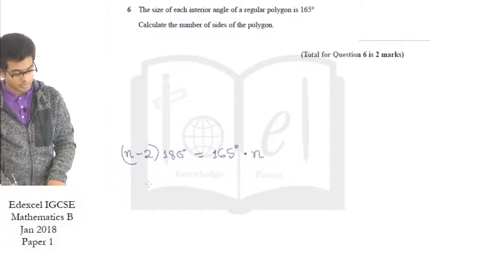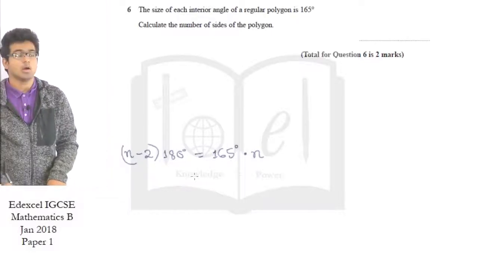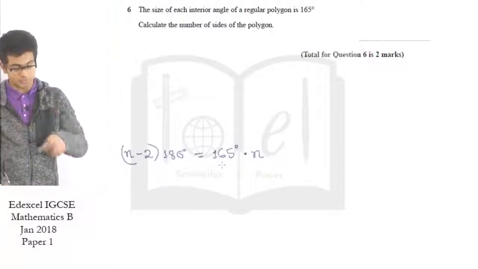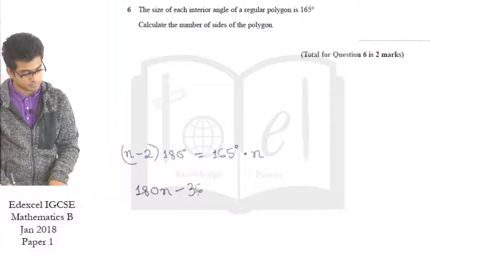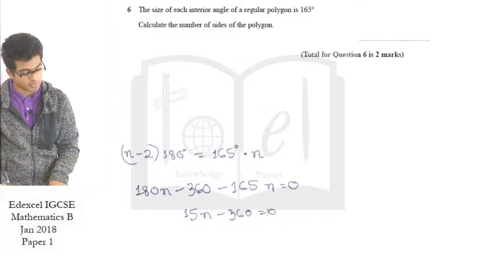Well, how do we go ahead and do this? We can ignore the degrees because both sides have the unit of degrees, so the stuff under the degrees is equal on both sides. Anyway, let's get to it. We've got 180n minus 360 minus 165n is equal to 0. 180 minus 165 is 15n. 15n minus 360 is equal to 0, which means n is equal to 360 over 15.